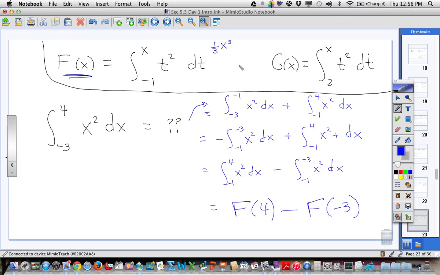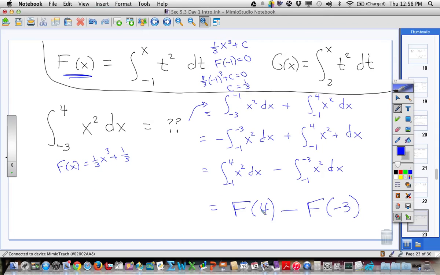But then what are you missing here? Plus c. Now, how do we find the c? We know big F of -1 is 0, area from -1 to -1. So now I could plug that in, so 1/3 times negative 1 cubed plus c's got to equal 0. So this would be what? Negative 1/3. So c would equal 1/3. So my big F function is 1/3 x cubed plus 1/3.